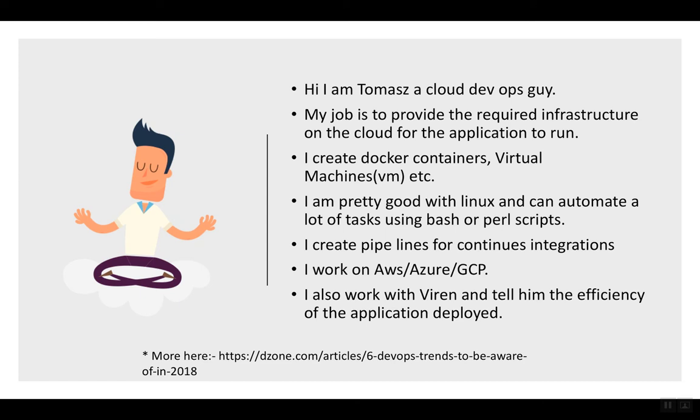And he works on AWS, which is Amazon Web Services, Azure, which is Microsoft Azure, and Google Cloud Computing. So these are all platforms on the cloud where you can deploy your applications and increase or decrease memory. You can just go through, I mean, you can Google this and find more information about these concepts. I also work with Viren and tell him the efficiency of the application deployed.